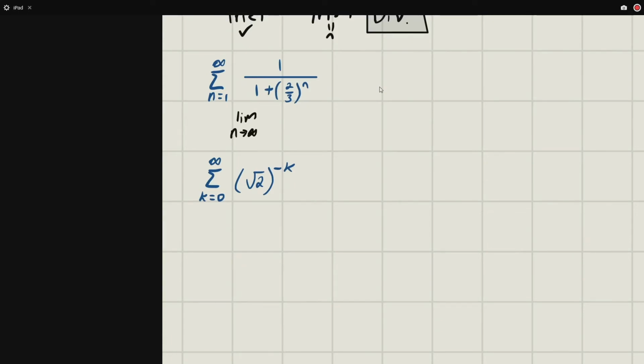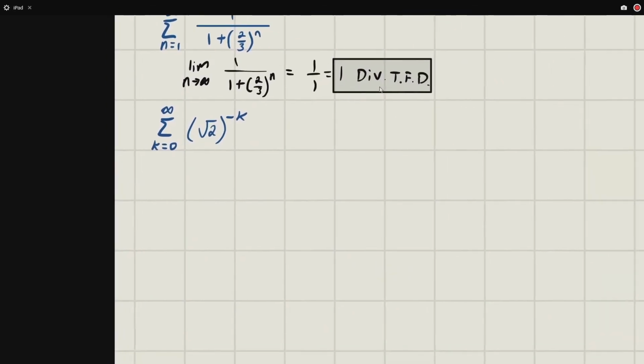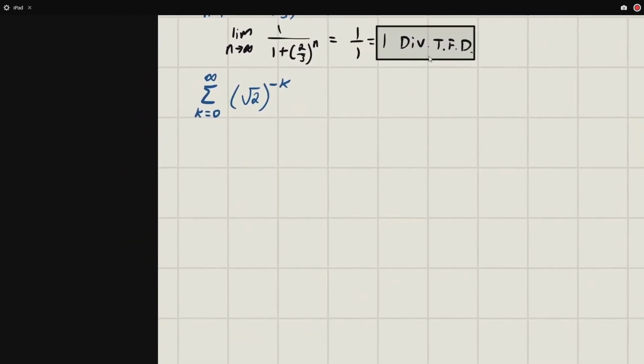So n goes to infinity of this thing, 1 over 1 plus 2/3 n. We're going to get 1 over 1, which is 1. Therefore, it diverges by test for divergence. Because there's something left over. There's always going to be something more to add. So that's that one. And then finally, we're left with this one.